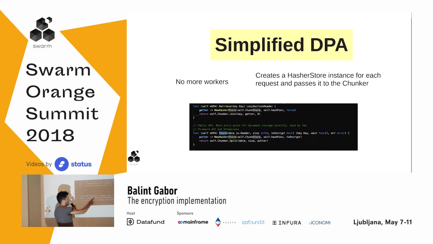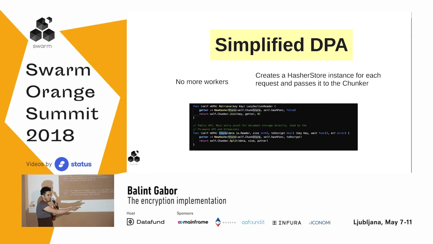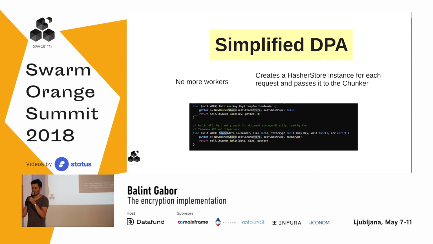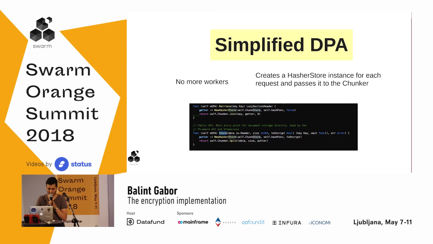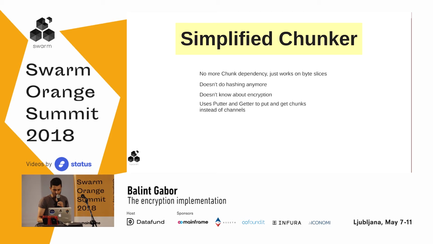And then it just instantiates a hasher store. You can say to the hasher store whether you want to encrypt or not. You can give a hash function. You can give an actual chunk store to put the data somewhere, and then you can call the chunker in a way that you give it this putter that you instantiated, and then the chunker itself doesn't have to care about hashing or anything, it just calls the put. So this will simplify the chunker.